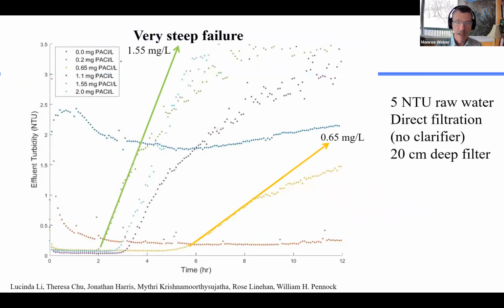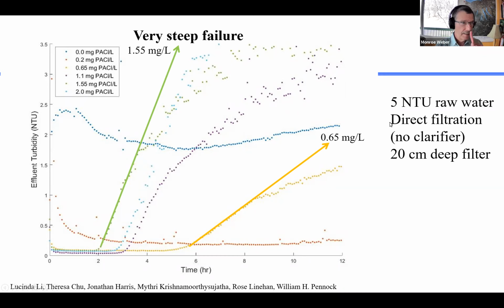So they ran a bunch of tests, and this is some of their data. And we're seeing time on the x-axis in hours, and we're seeing effluent turbidity, so the filtered water turbidity. And you should know that they were filtering 5 NTU water. So the water going in was 5 turbidity units. And coming out, I can't see exactly because it's way down at the bottom here, but it's something like 0.1 or 0.2 NTU. So the water leaving this filter would have met the EPA standards, which is 0.3 NTU.